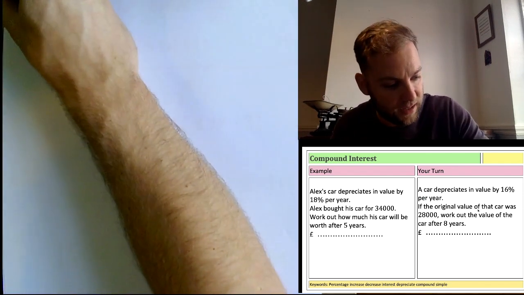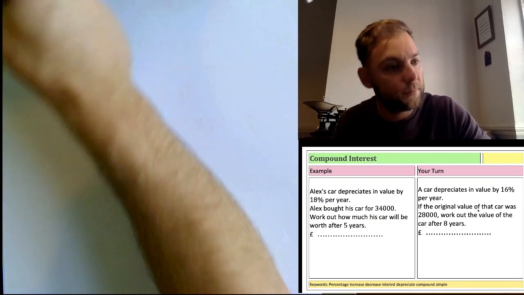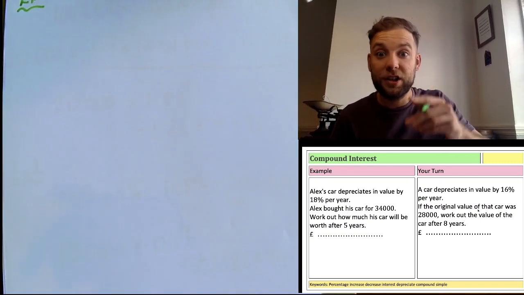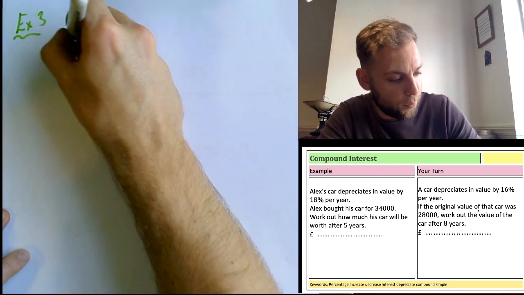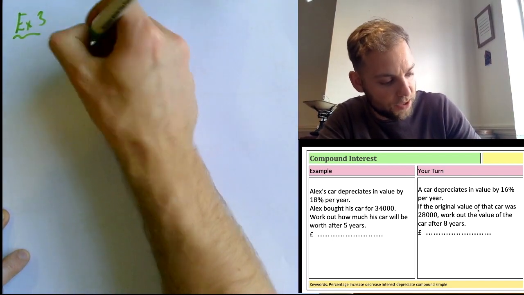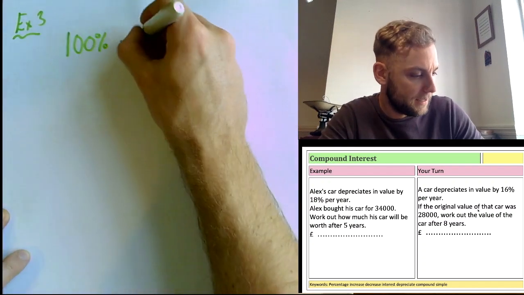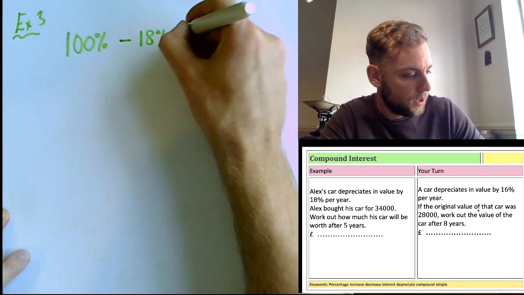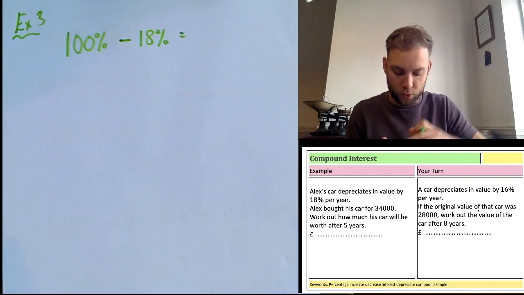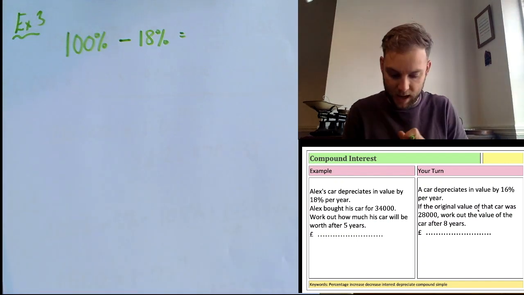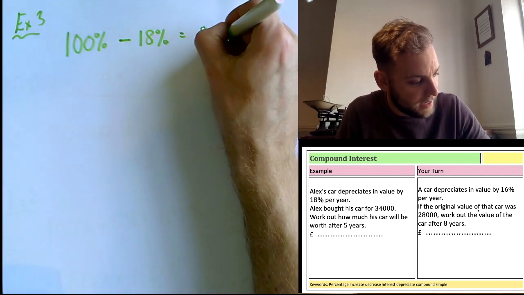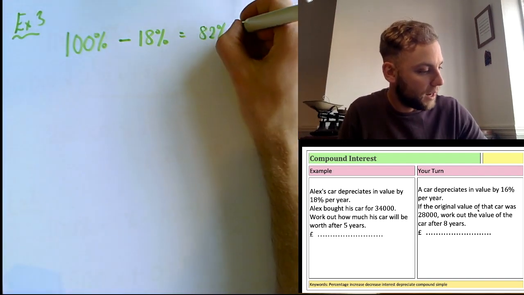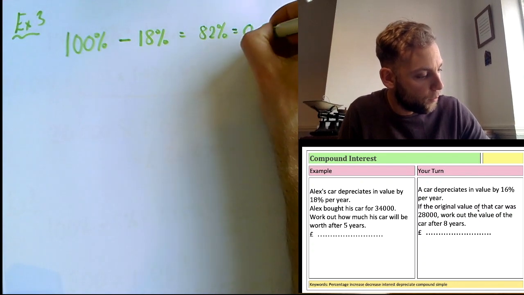So this one here is example 3. Depreciates means we're going down now instead of going up. So my first point is to do my original value, which is 100%, minus the 18% here, which is 100 take away 18, which is equal to 82%. To write that as a multiplier, I divide by 100, which is equal to 0.82.